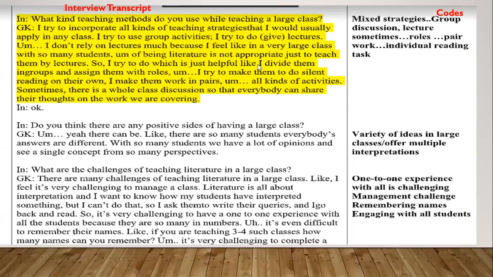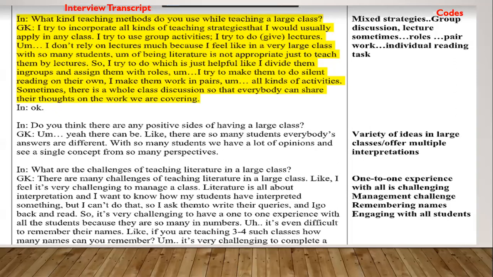Then in the second part, the interviewer says, do you think there are any positive sides of having a large class? And the respondent says, yeah, there can be. There are so many students, everybody's answers are different. With so many students, we have a lot of opinions and see a single concept from many perspectives. So I've coded it as variety of ideas in large classes.